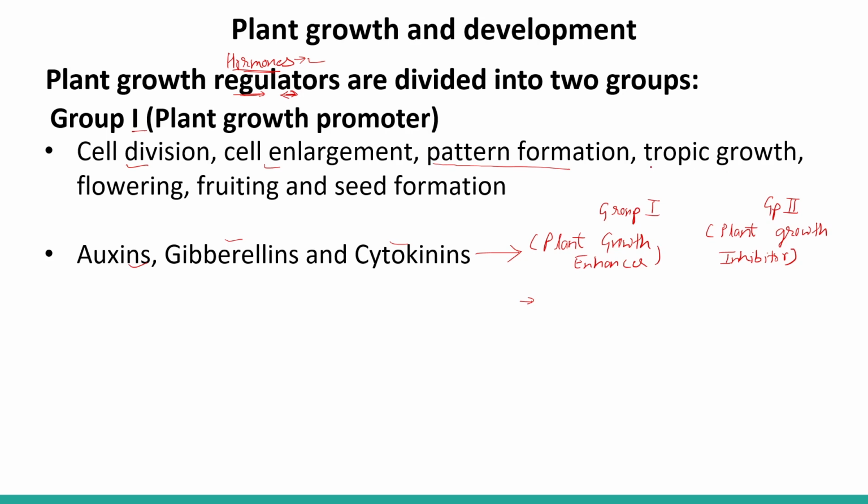Tropic growth means movement towards any stimulus. Movement towards a stimulus. An example is auxin. They are also involved in inducing flowering, inducing fruit formation, and seed formation. So these are some of the roles of the plant growth promoters.